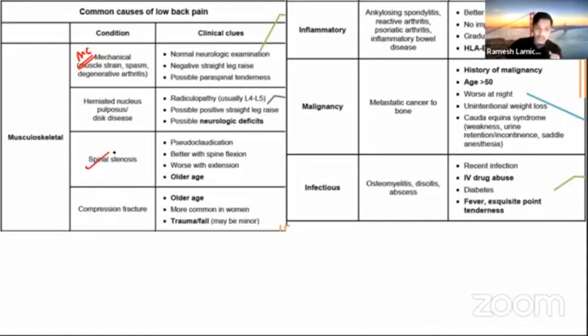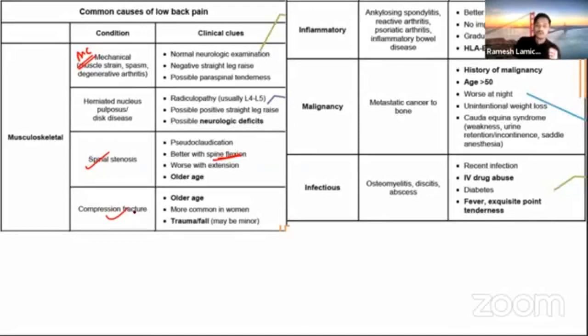Another one is spinal stenosis. It is usually seen in older age, and the typical feature here is that the patient's pain is better with spine flexion. Whenever the patient does extension, the diameter of the spinal canal decreases, so that causes worsening of the pain. Another one is compression fracture, where the patient has a history of trauma and now presents with back pain, right?